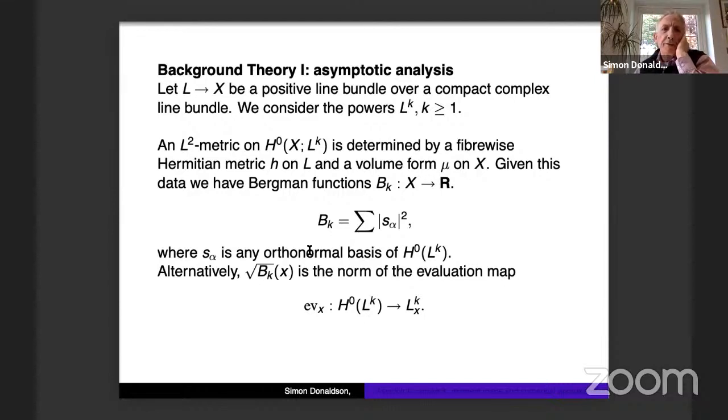So on the space of holomorphic sections of this line bundle, we have, in the standard way, an L2 metric. Or more precisely, we can define an L2 metric in terms of two pieces of data. We want a fiber-wise Hermitian metric on the line bundle and a volume form on the manifold. If we have that, and we can do this for each value of k, then we have what's called the Bergman functions, which are real valued functions on our manifold, one for each k.